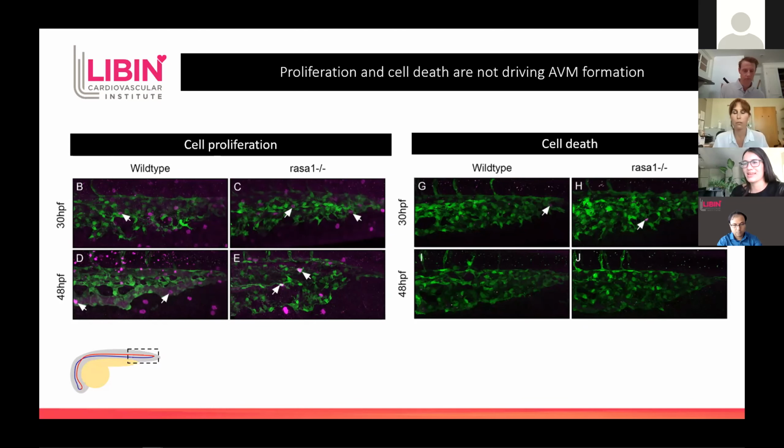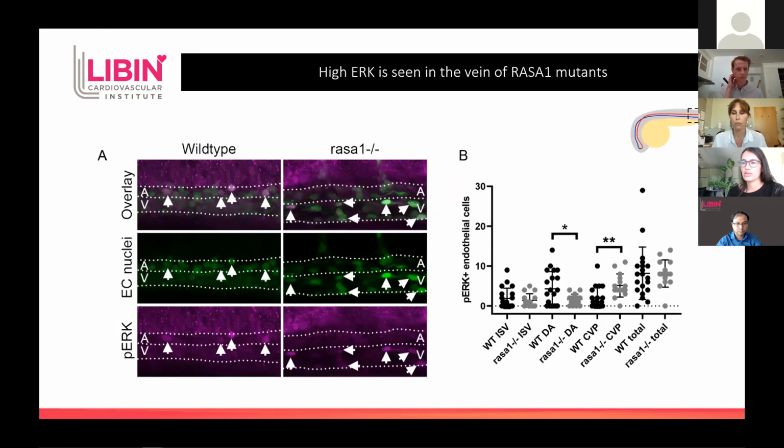So this made me think maybe it's a molecular pathway that's being altered, and there's a molecular pathway that we know is altered in different forms of AVM, and it's the MEK-ERK pathway. So I stained for phospho-ERK, which is the readout of active MEK-ERK signaling, and we saw an upregulation of MEK-ERK signaling in the vein, which is really new. No one's ever seen specifically venous upregulation of MEK-ERK signaling in RASA1 CM-AVM.